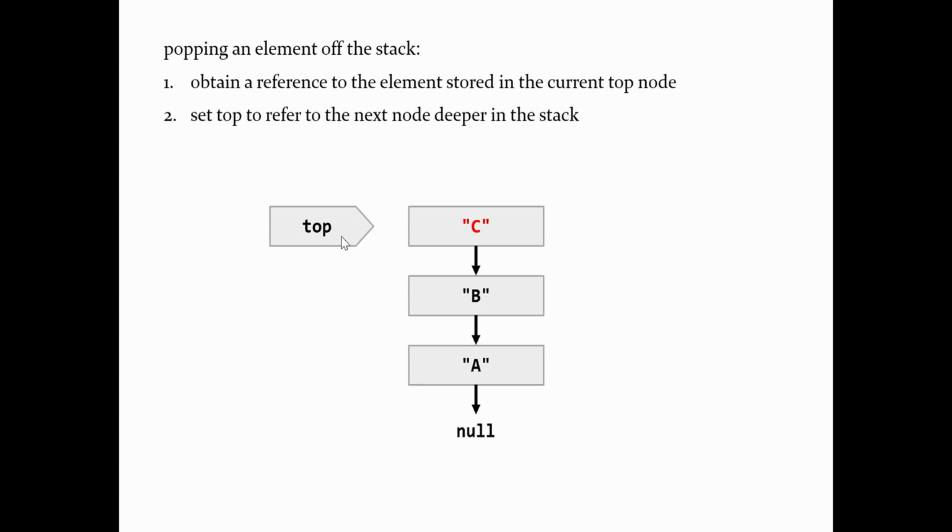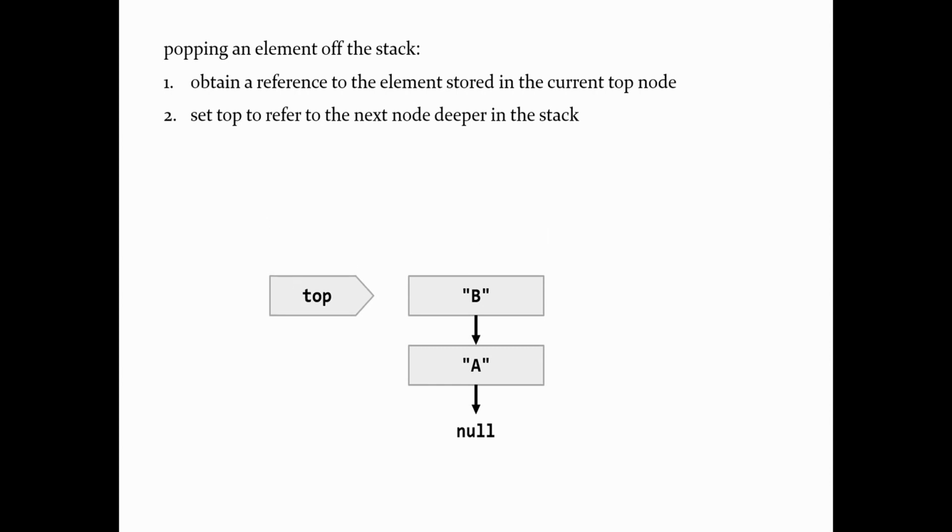Now what do we do? Well, I'm just going to take top, and I'm going to make it point at the next node in the sequence. So I'm going to make it point at the B. Now, how am I going to do that? Top currently refers to this node, but that node has a link. It has a reference to the next node in the sequence. So I can just make top be equal to that reference, whatever that arrow is indicating. And that adjusts top so that it now points at B.